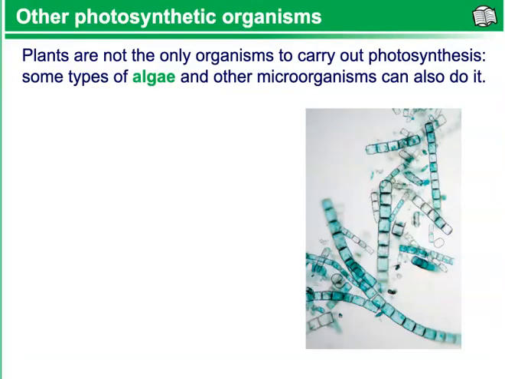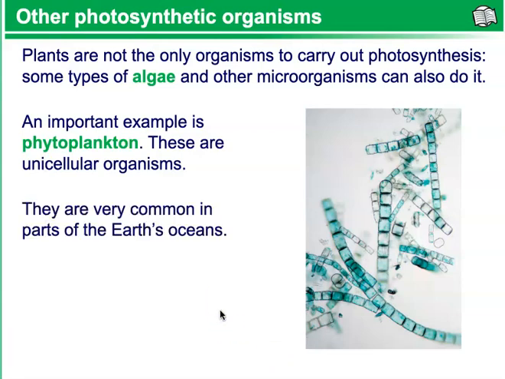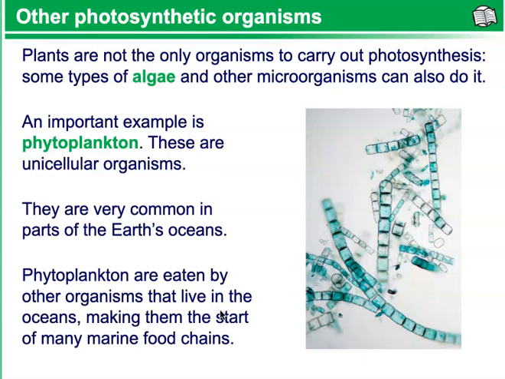Other photosynthetic organisms. Plants are not the only organisms to carry out photosynthesis. Some types of algae and other microorganisms can also do it. An important example is phytoplankton. These are unicellular organisms. They are very common in parts of the Earth's oceans. Phytoplankton are eaten by other organisms that live in the ocean, making them the start to many marine food chains.